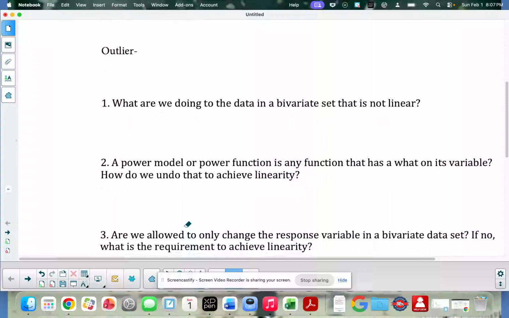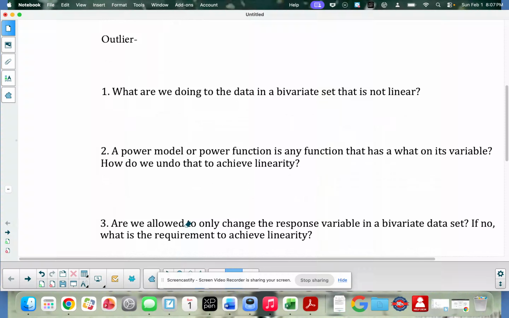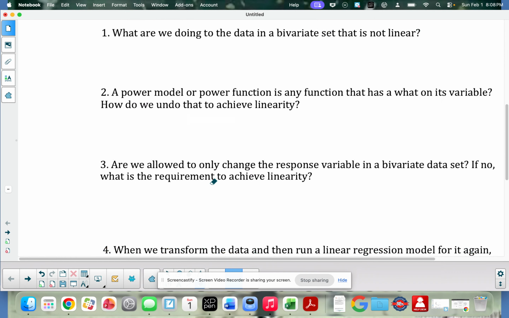Okay, so basically, if you've read the section like you're supposed to, what are we going to do to data that's not linear? Well, we're going to linearize it by operations. We're going to be squaring, square rooting, taking the log, raising things to powers. If it's an exponential decay, and you should have learned back in Algebra 2, how do you undo an exponential? You use a log, whether it's log base 10 or ln, natural log. But we will be doing all those things to one and sometimes both of the x and the y variables just to see if we can make the data become linear. So power models are anything that has an exponent on its variable, and that's how we're going to deal with it. And I pretty much already answered the question for number 3. No, we don't just have to change the response variable. We can change one or the other or both.